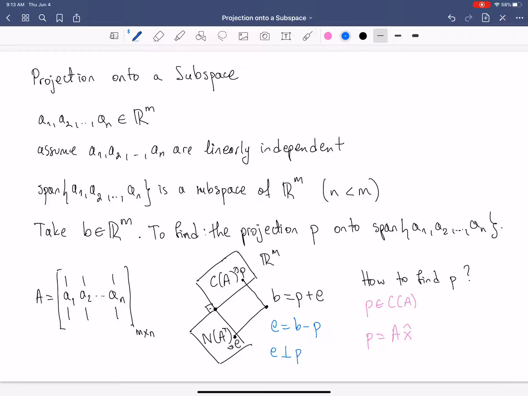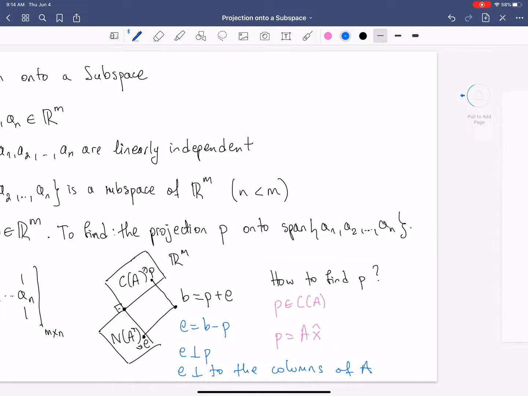I could say E is orthogonal to the columns of A as well, right? That's what that means. When we say that a vector is orthogonal to another space, what that means is that E is orthogonal to every vector in a basis for that space. And since we're talking about the column space of A, we might as well say it is orthogonal to the columns of A.